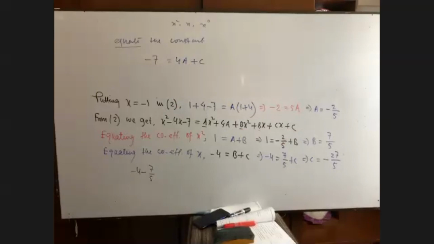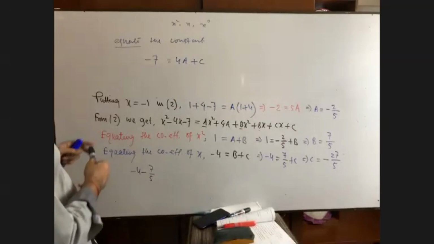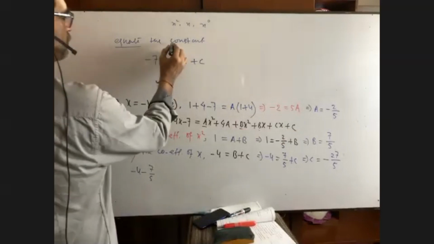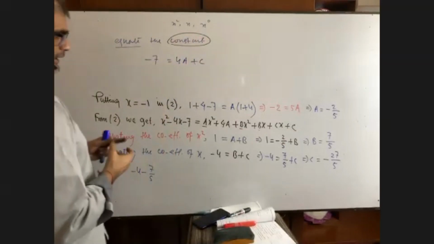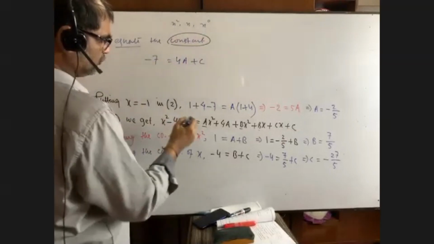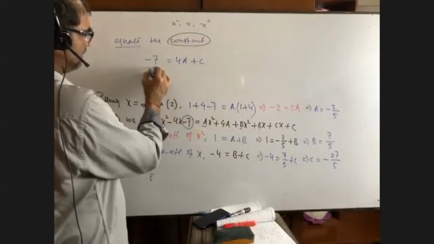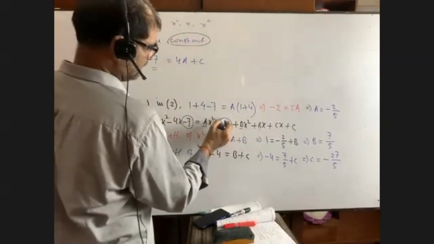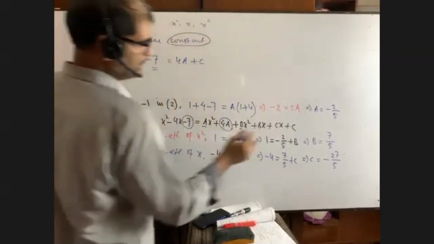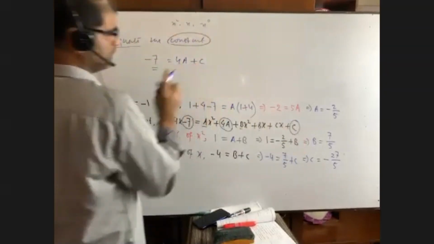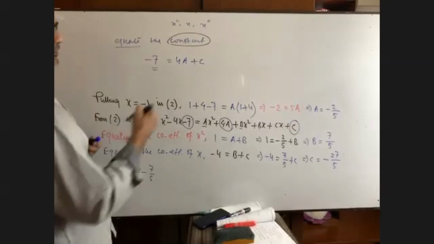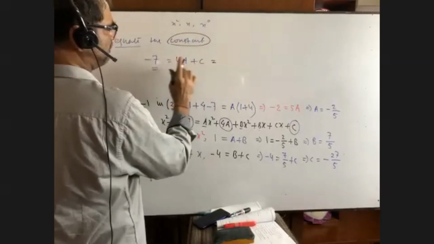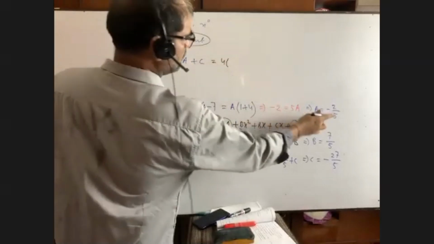Okay, I am telling you, if we go for equating the constant term, constant means there is no x. So you see there is no x here. We can write minus 7. There is no x here. We can write 4a. There is no x here. We can write plus c. Am I right? Now please let me know what is the value of a here. 4 into minus 2 by 5.